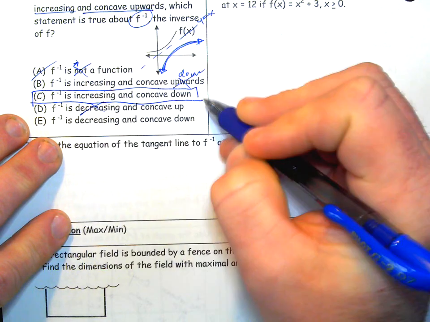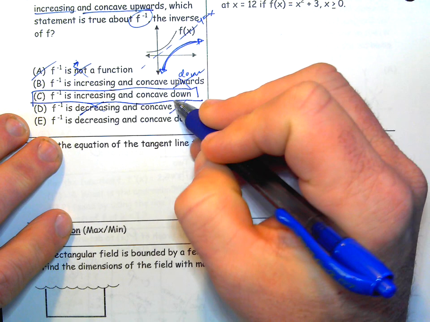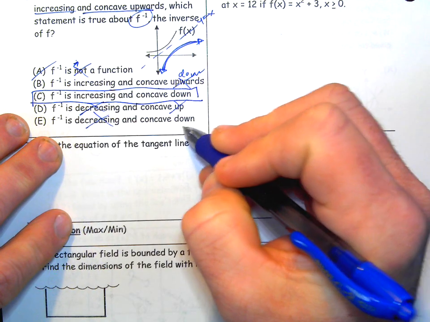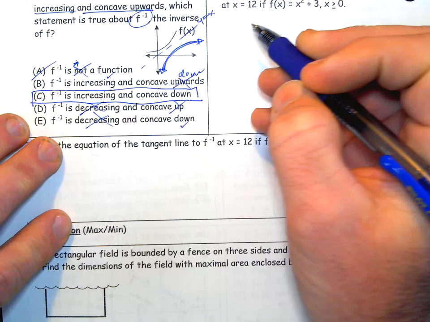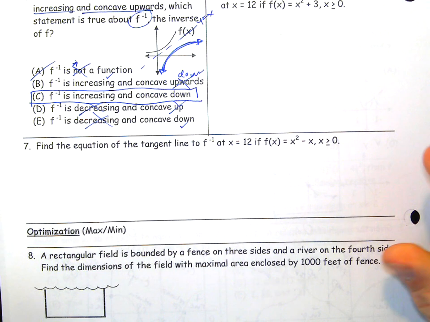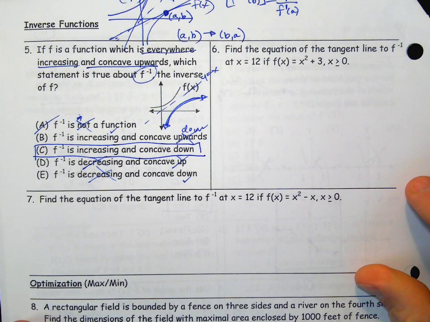Nope. And concave up, nope. It is decreasing, nope. Concave down, yes. So it's got to be C. But the sketch made that a lot easier.